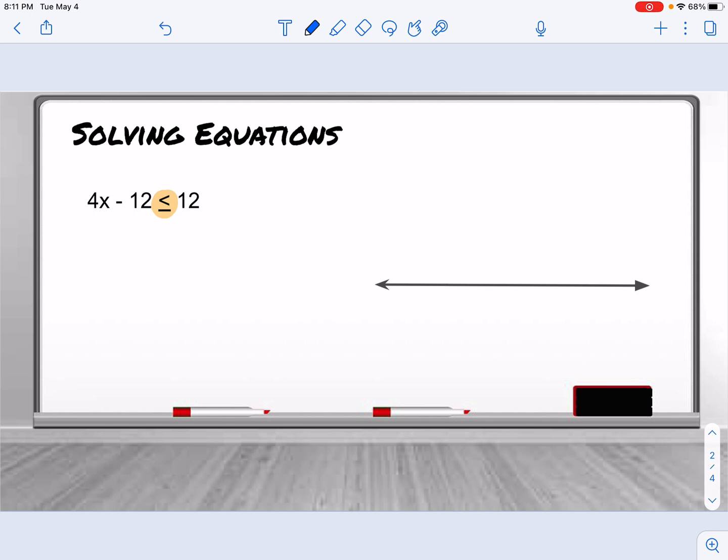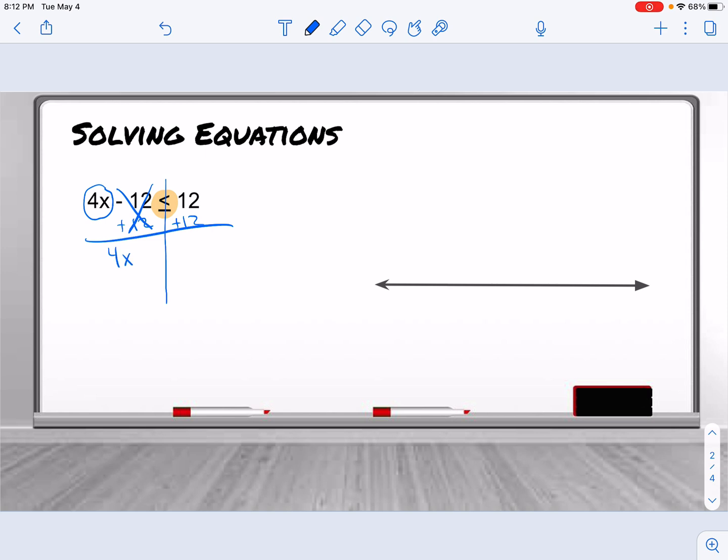Okay, so again, we're going to split our inequality down the symbol, and circle our value that's with x. Then we have to get rid of the minus 12. To get rid of minus 12, we have to do the opposite, so we add 12. We have to do it to both sides to keep it balanced.